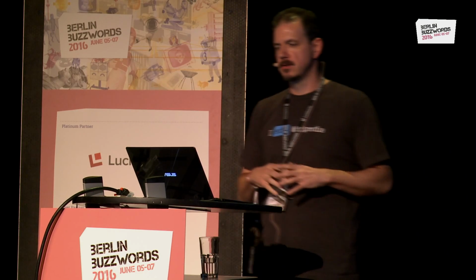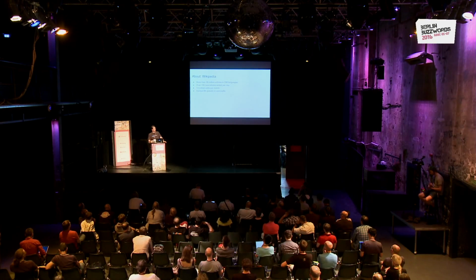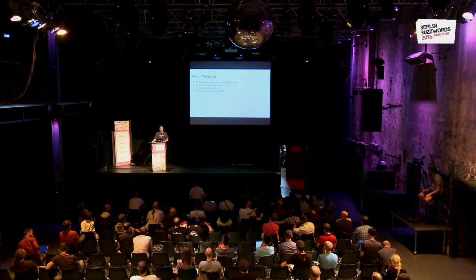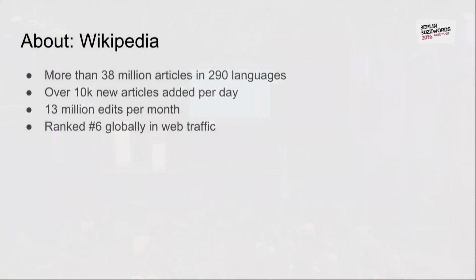The projects in total amount to over 16 billion page views every month. It is my understanding that if you were to add up the aggregate traffic, it would be equal to about the number 5th ranked web property. Wikipedia alone, at 38 million articles in almost 300 languages, 10,000 new articles every day, is ranked number 6 all by itself.